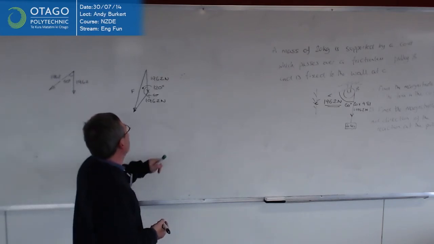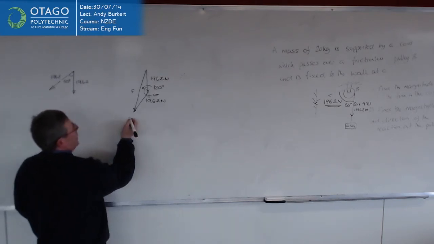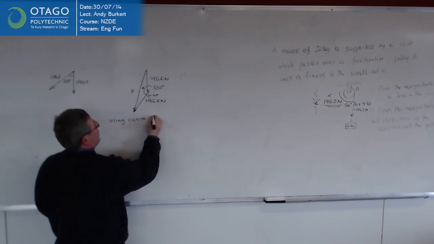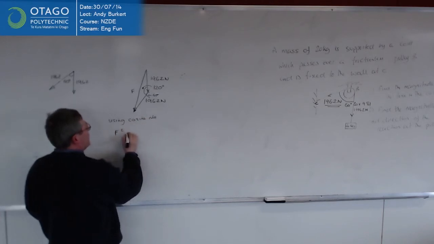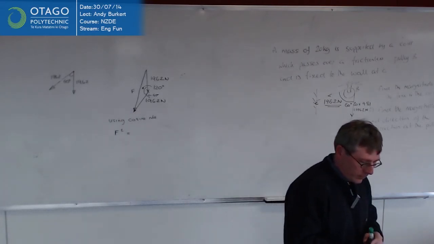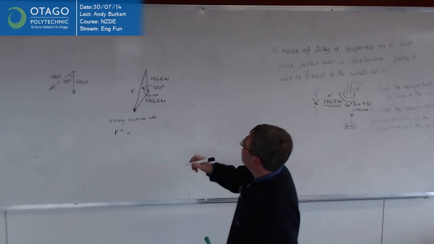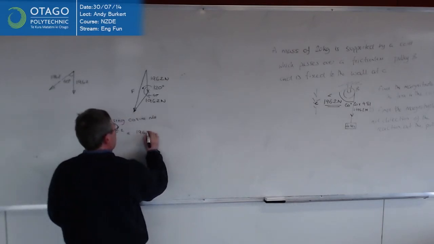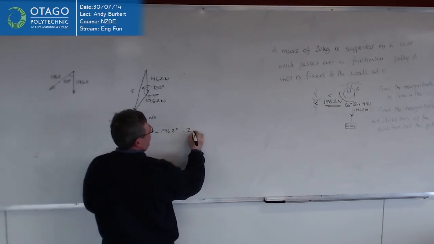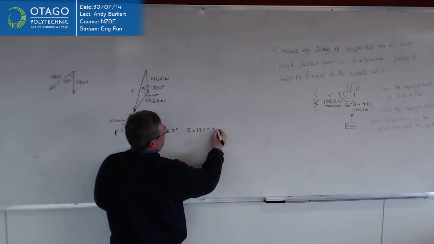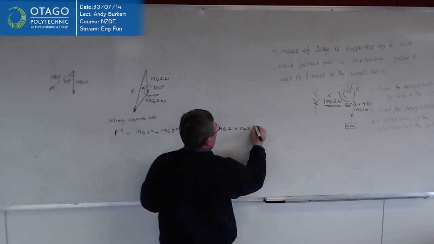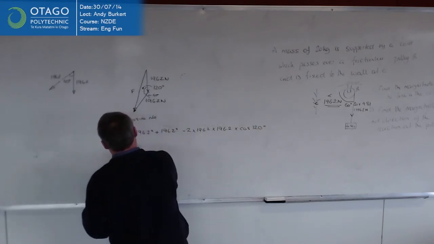So we're going to use our cosine rule to do it. So the resultant force, so what's F going to be? We can say, we're using the cosine rule. So F squared is going to equal 196.2 squared plus 196.2 squared again minus 2 times 196.2 times 196.2 times cosine of 120 degrees.